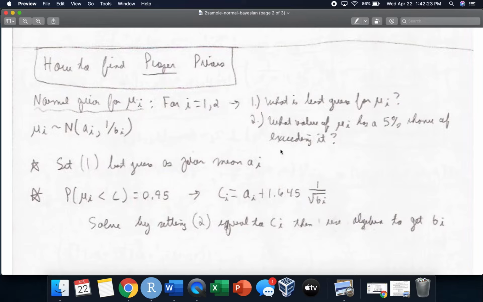The second question we want to ask is, what value of mu has a 5% chance of exceeding it? In terms of probability, that would be the probability that mu is less than some value that has a 5% chance of exceeding it, and you set that equal to 0.95. Then to do the standard normal transformation, we end up with this equation. From question 1, we already know A, and from question 2, we already know C, so now we can solve for B. That way we have both A and B for both mu1 and mu2.